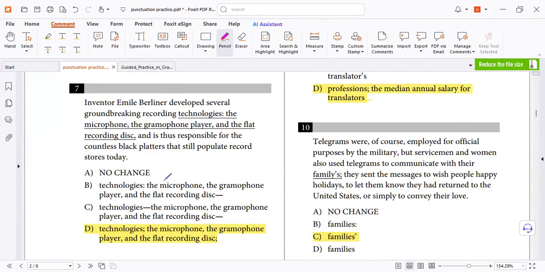This is a question where we test rules. Is what comes before the colon a complete sentence? Just check this part. How do you know it's a sentence? Find the subject, find the verb, find complete meaning. All right. Inventor, title, name, no punctuation. Then develop several groundbreaking recording technologies. Correct or not? Subject, verb. After the colon, is that an explanation?